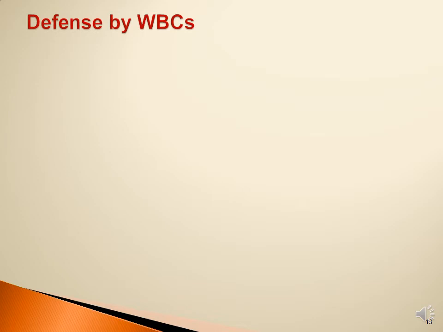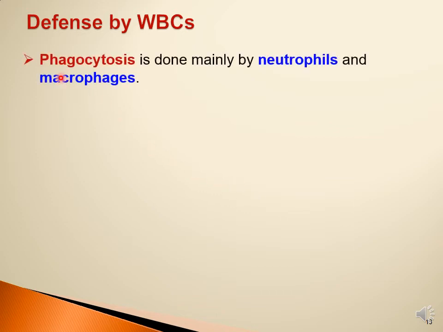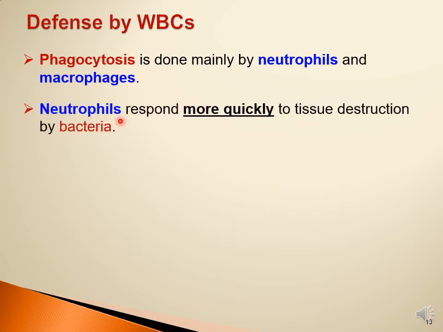So now let's put all functions of white blood cells together in their main function in the defense against different pathogens, invaders, or damaging factors. Phagocytosis is done mainly by neutrophils, which are the first line of defense, and of course macrophages, which are the second line of defense. Neutrophils respond more quickly to the tissue destruction by bacteria.